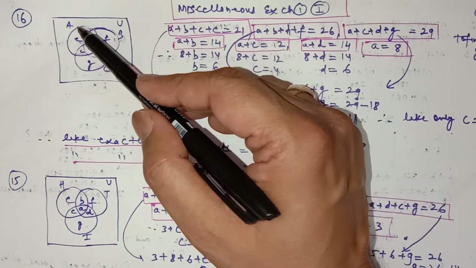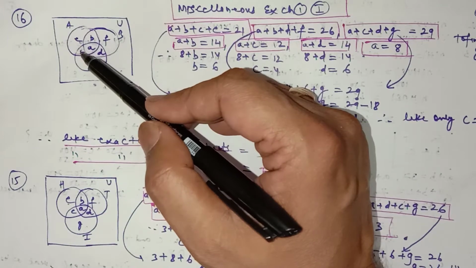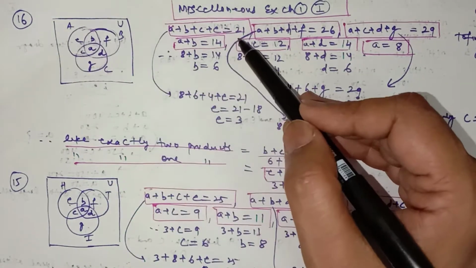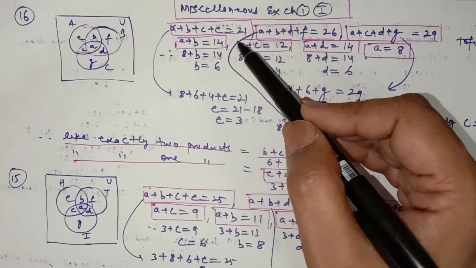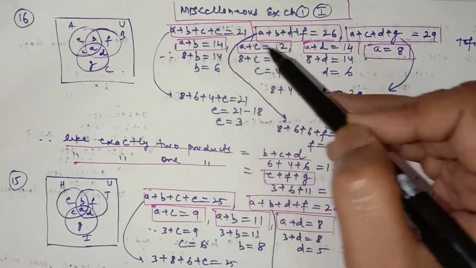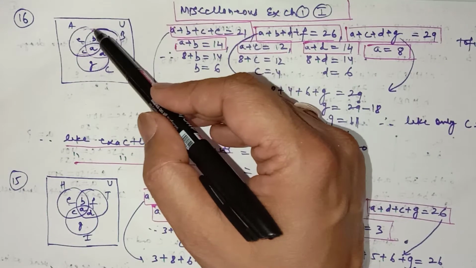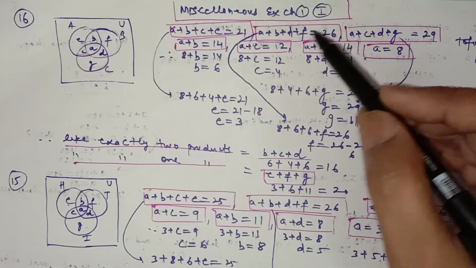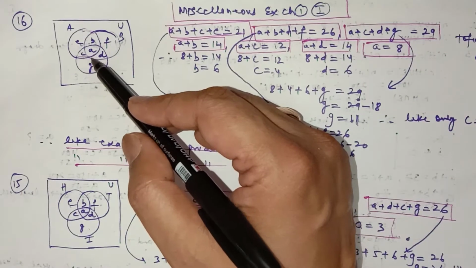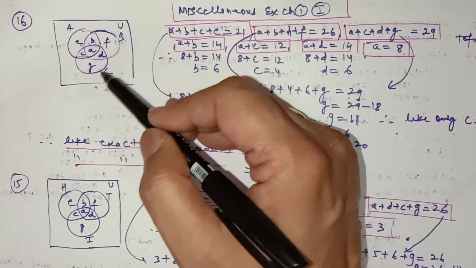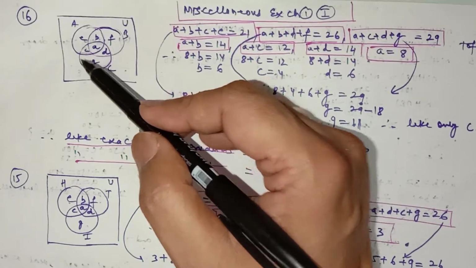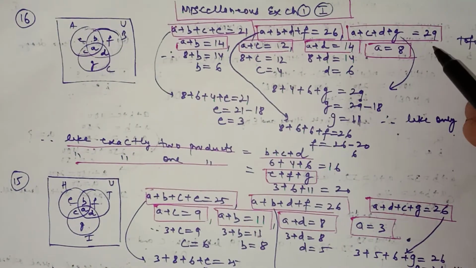And this circle A denotes the number of persons who like product A, that is A plus B plus C plus E, which is given as 28. The number of persons who like product B is given as 26, so A plus B plus D plus F equals 26. The number of persons who like product C is given as 29, so A plus C plus D plus G equals 29.